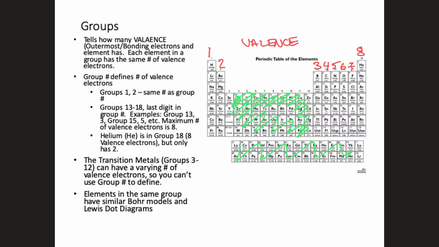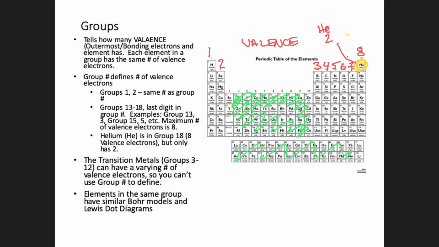Helium is the oddball. So let's circle helium real quick here. Helium only has 2 valence electrons. That's the only one that has 2 in that group. So 2 for helium. Right? But everybody else in that group, neon, argon, krypton, xenon, radon, all have 8. Right? Everybody in this group has 7. Everybody in this group has 6, 5, etc., etc.